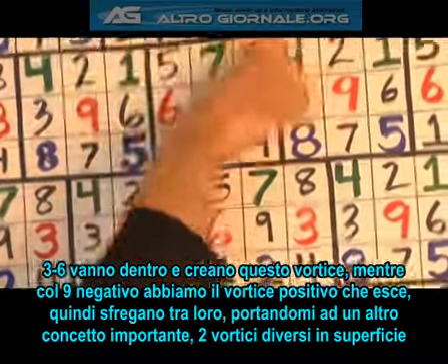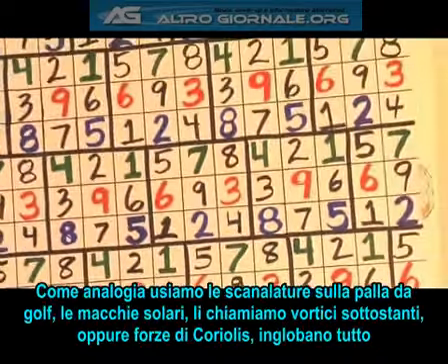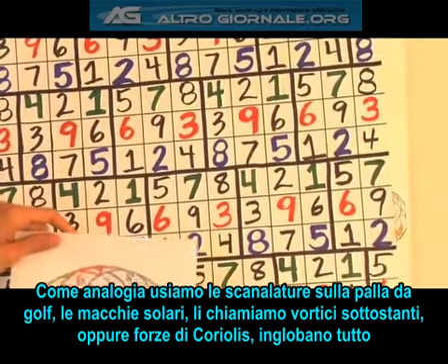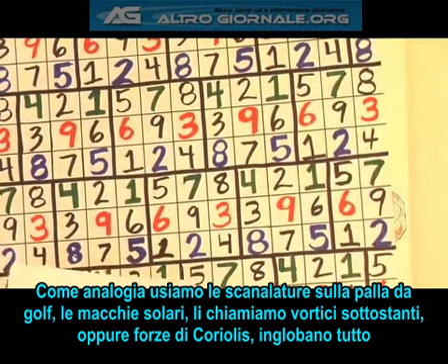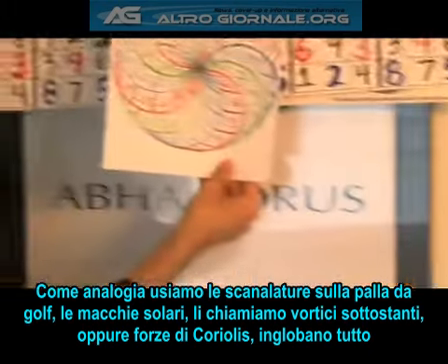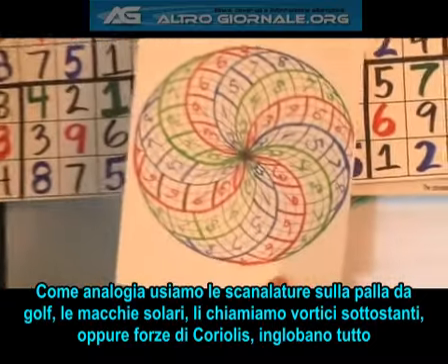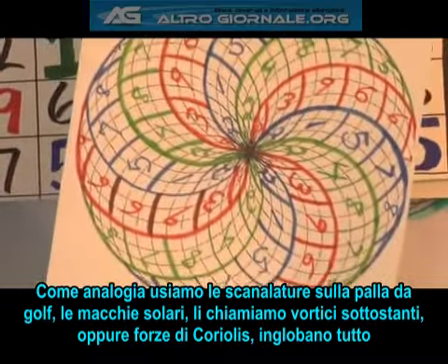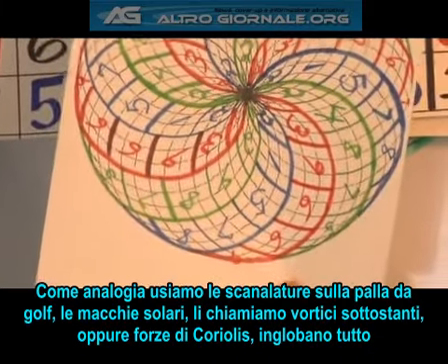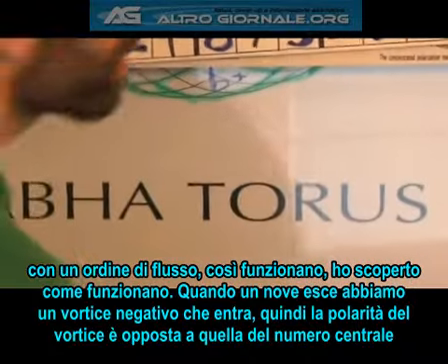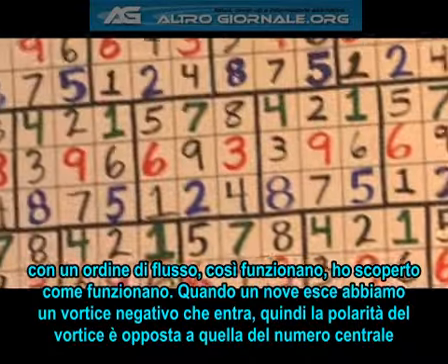So I have two different vortices over the surface. If you want an analogy, that's what these are. They're like dimples on a golf ball. They're like sunspots. Okay? We call them underpinned nested vortices. You can call them Coriolis forces. They entrain everything. And they have a sequence order and a flow to how they work. And I discovered actually how that works.